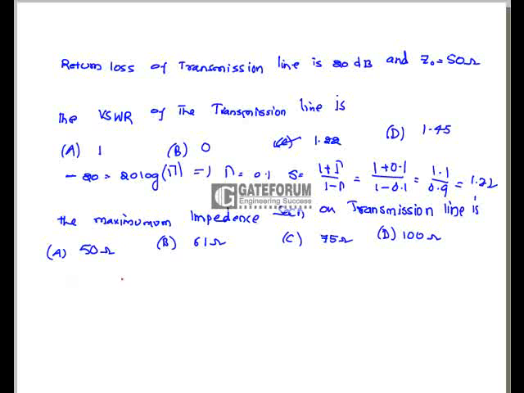Comes to maximum impedance, Z max is equals to Z naught into VSWR, that is represented with S, 1.22 into 50, which is 61 ohms. That is option C is correct.